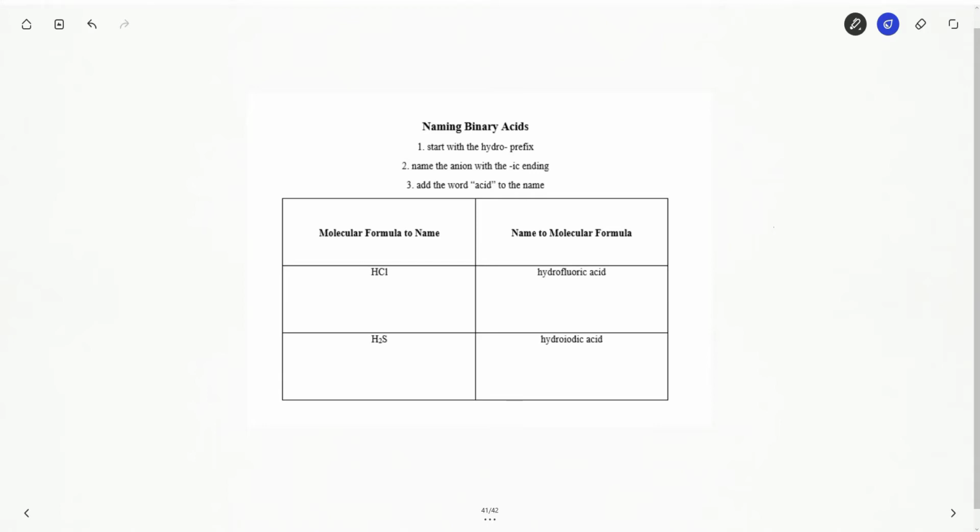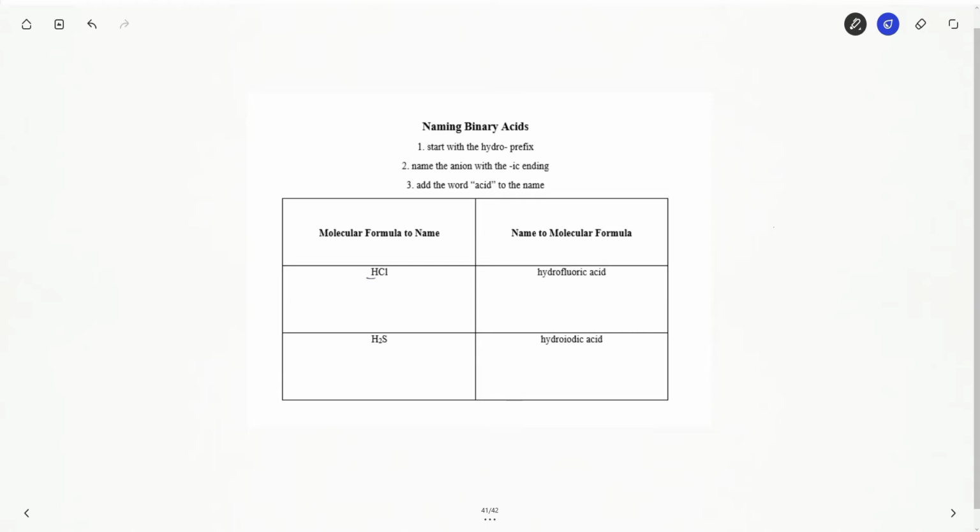So when we name our binary acids, we first are going to start with the hydro prefix. Our second rule says that we are going to name the anion with the ic ending. And our third rule states that we will simply add the word acid to the end of the name. So let's first go from the molecular formula to the name.